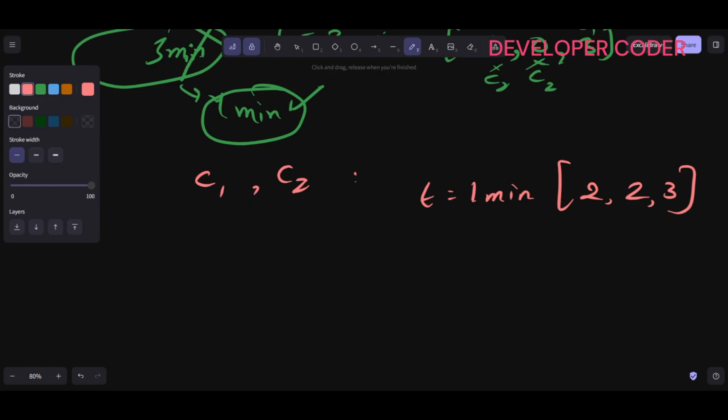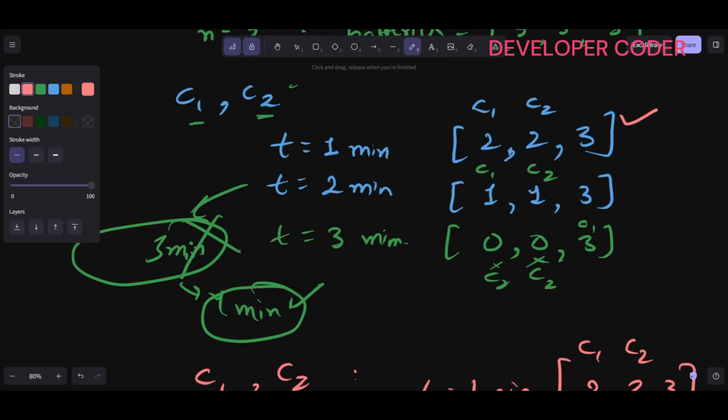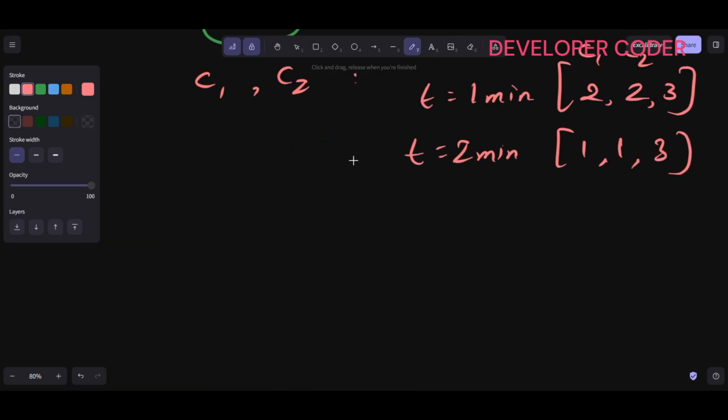Now let's say for the next time, t is equal to 2 minutes. As soon as 2 minutes pass, let's say I was using this as C1 and this as C2. So now it is going to become 1, 1 and 3. Now at t is equal to 2 minutes, I was taking this as C1 and this as C2, but now I'm going to take this as C1 and this as C2, right? Now at t is equal to 3 minutes, what is going to happen? This is going to become 0, this is going to remain 1, and this is going to become 2.